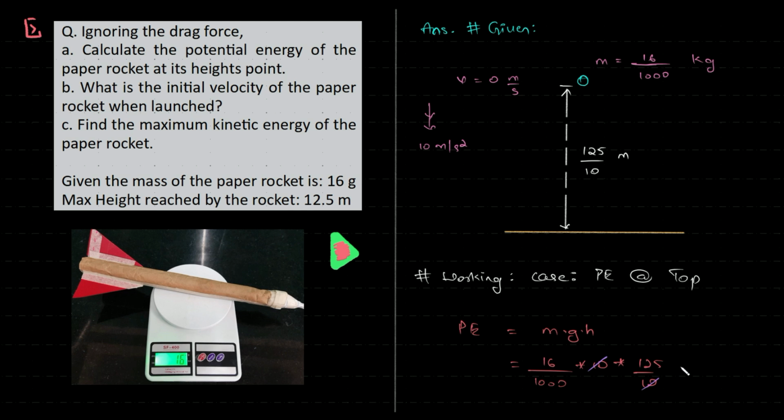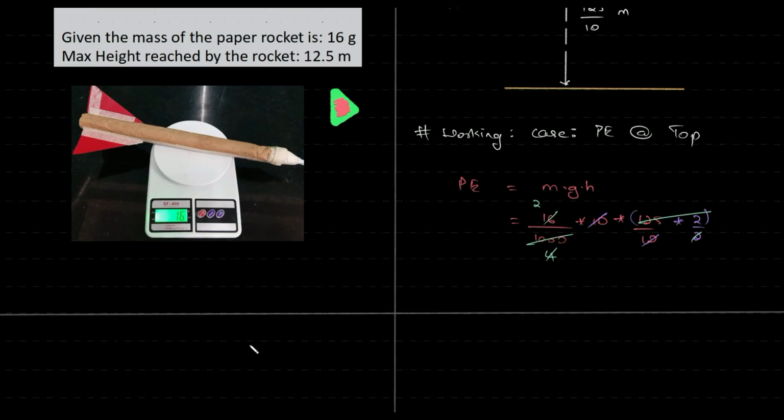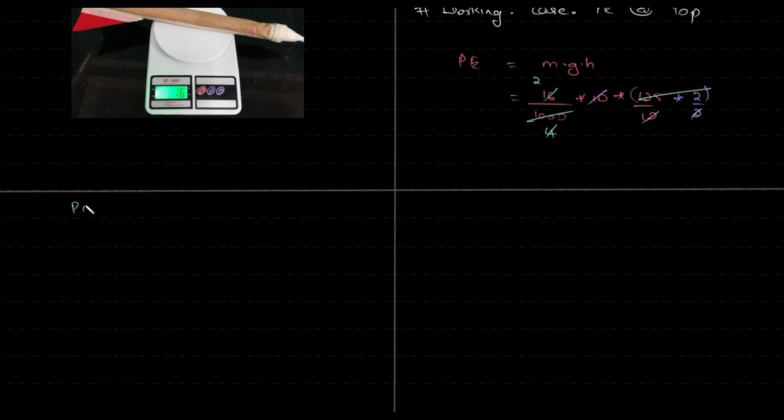And again, I spoke to you guys about this. I'll multiply and divide by 2 because 125 into 2 is 250. 250 divided by 1000 is 4 by 16... 4 twos are 8, and all of this gets cancelled and will be equal to 2 joules. Let me write it over in the next slide itself. So potential energy is equal to 2 joules.